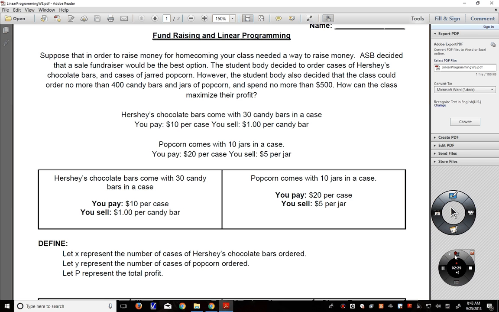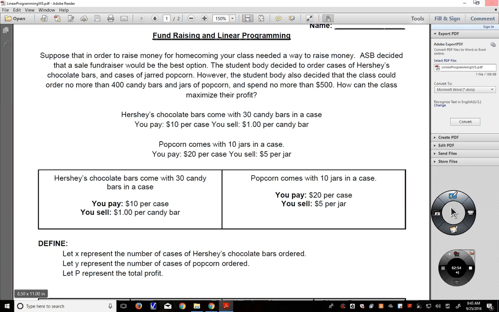So here's a problem that we have. They've labeled the variables for you. So X was the number of cases of Hershey's chocolate bars ordered, and Y is the number of cases of popcorn ordered. This problem is a little extra complicated by the case factor, right? They can only order it in cases, but a lot of the information was about units, which are the individual candy bars, not the entire case of them.